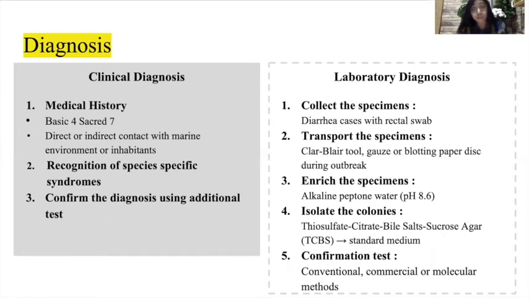Then, the specimen will be enriched with alkaline peptone water, pH 8.6. The specimen then will be isolated with an agar called TCBS, or thiosulfate citrate bile salt sucrose agar, which is the standard medium for Vibrio species. Then the isolated colonies will be picked and tested for confirmation, whether using conventional, commercial, or molecular methods.